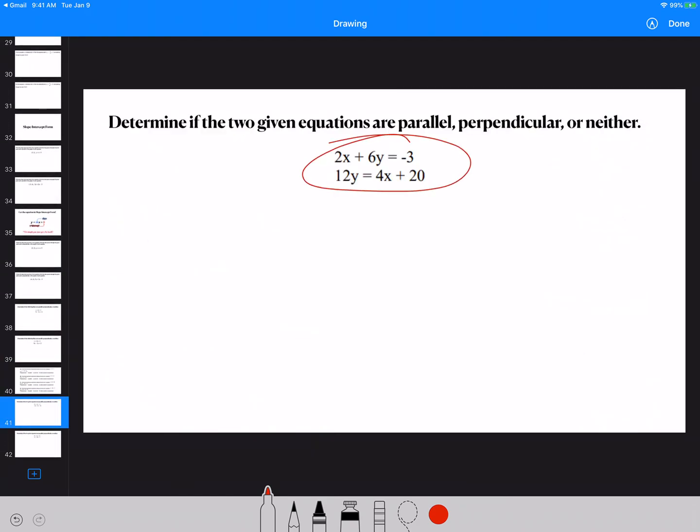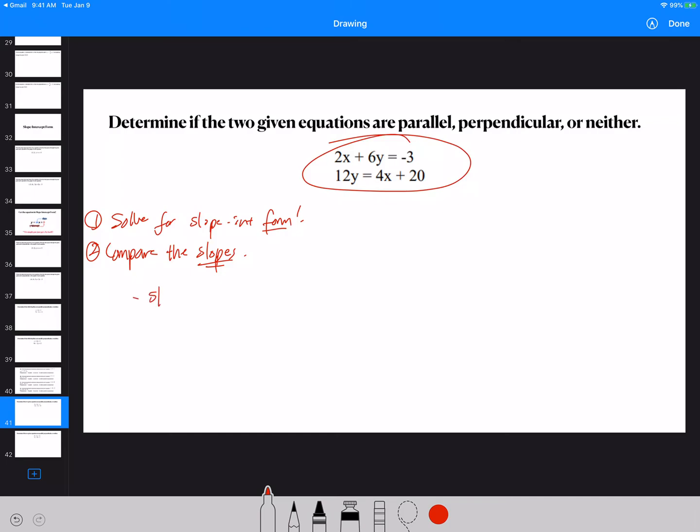Okay, so 2 more questions to go. Determine if the two given equations are parallel, perpendicular, or neither. Also solve for this. So slope-intercept form, that's the one thing I always want you to find. And then what I want you to do next is compare the slopes. Once you compare the slopes, that's really the key here.